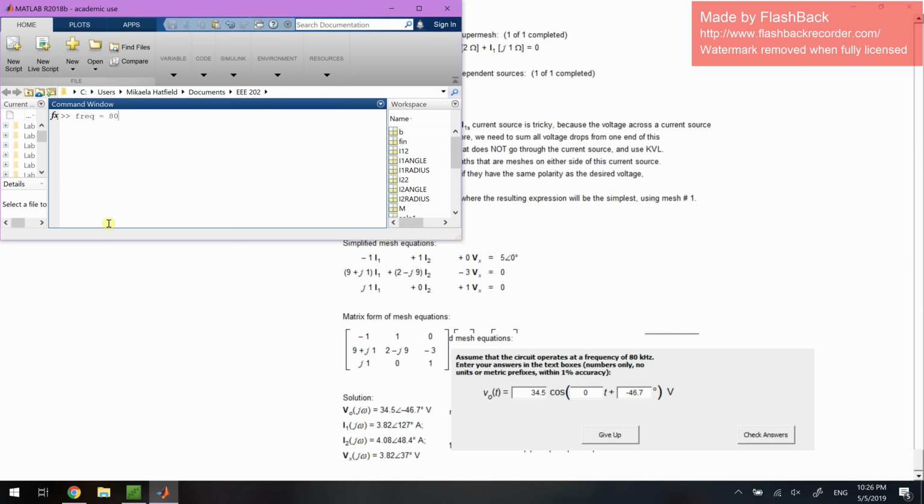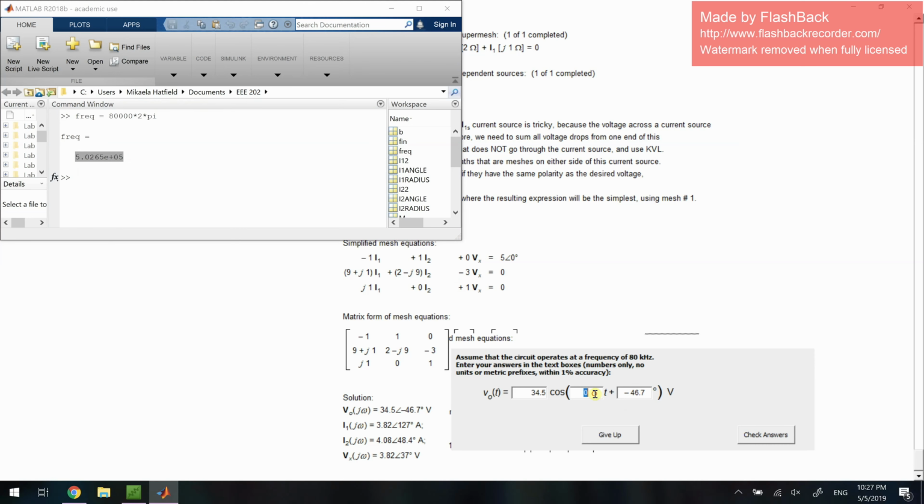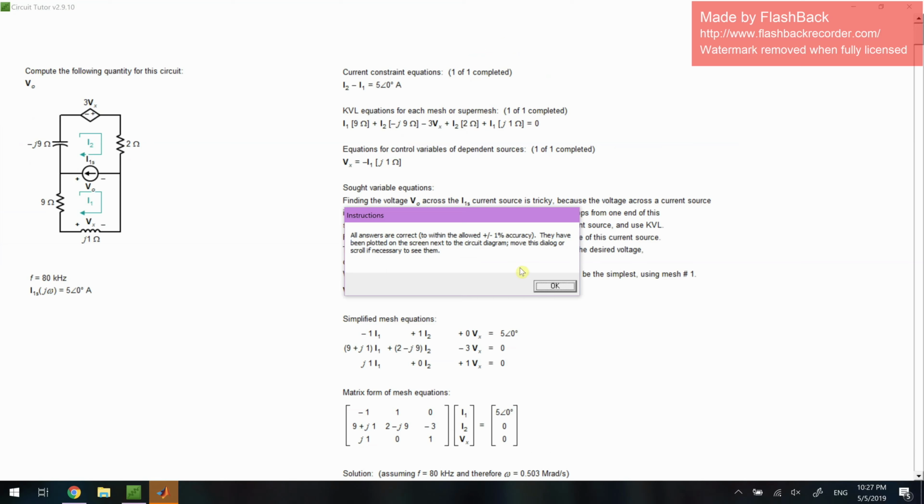So you can see me making this calculation in MATLAB. We're going to take 80 kilohertz times 2 times pi. That gives us the frequency that we need. Even though there's an exponent on here, Circuit Tutor still accepts it. So you can, again, just copy and paste it, submit it, and all the answers are correct.